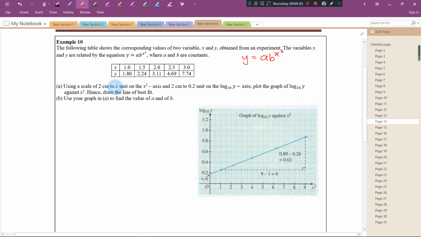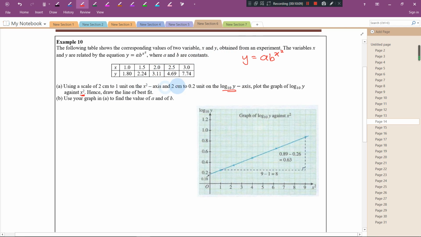Using a scale of 2 centimeters to 1 unit on the x squared axis, and 2 centimeters to 0.2 units on the log base 10 of y axis, plot the graph of log base 10 of y against x squared. Hence draw the line of best fit. So now the question is telling you what axis you need to use. It means that I need log base 10 of y, and also I need x squared.